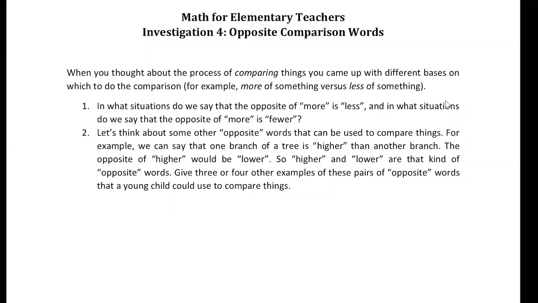And then I'll read the second one. Let's think about some other opposite words that can be used to compare things. For example, we can say one branch of a tree is higher than another branch. The opposite of higher would be lower. So higher and lower are that kind of opposite words. Give 3 or 4 other examples of these pairs of opposite words that a young child could use to compare things. So the first one, in which situation do we say that the opposite of more is less? All right, so we'll start with that.